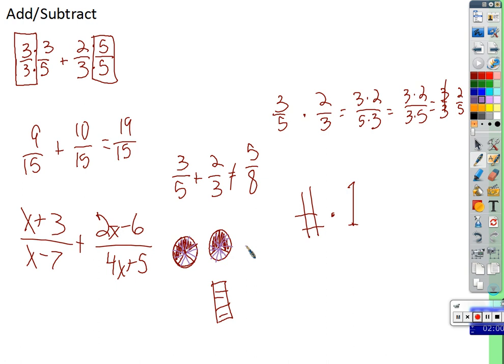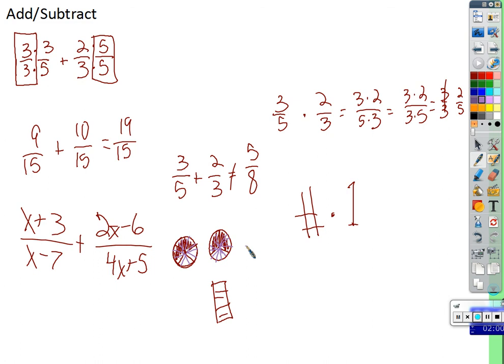If that's never occurred to you to ask, or if it's never been explained to you in any way, it's worth your time to go over that and explain to yourself why you need to get common denominators before you add or subtract fractions. If you don't, you're just trying to mash together things that aren't the same.